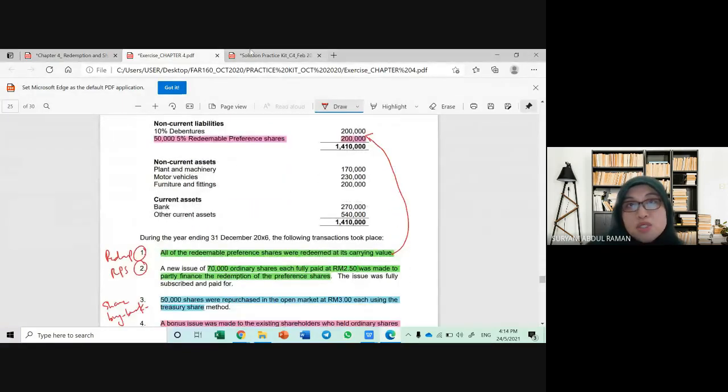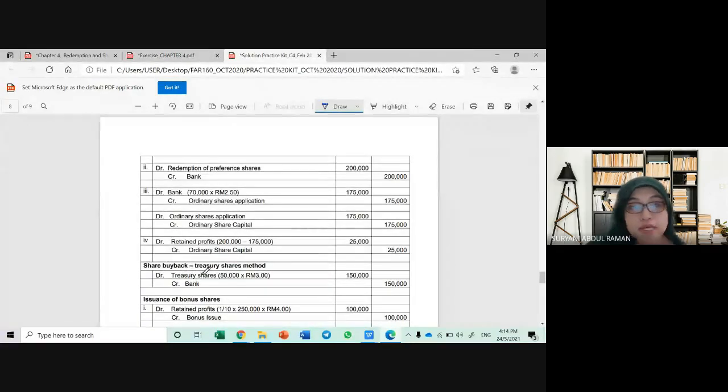So the transaction will be, okay, debit the treasury shares account. Okay, you transfer the shares, the original OSC, to a new account called treasury shares. How much? 50,000 units times 3 ringgit. So the cost of the treasury shares is 150,000. So what you need to do, you have to pay lah to the shareholder, the one that you bought from. You akan bayar pada shareholder yang menjual kepada you tadi. So credit bank. That's it. That is the only journal entry for treasury shares.